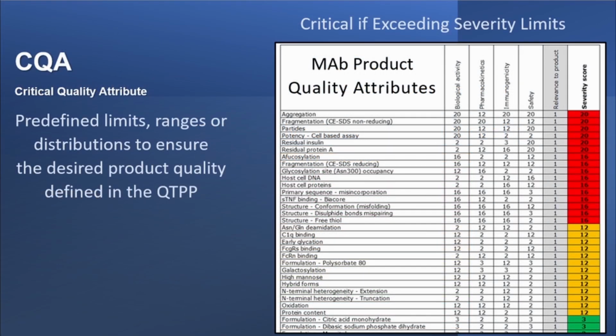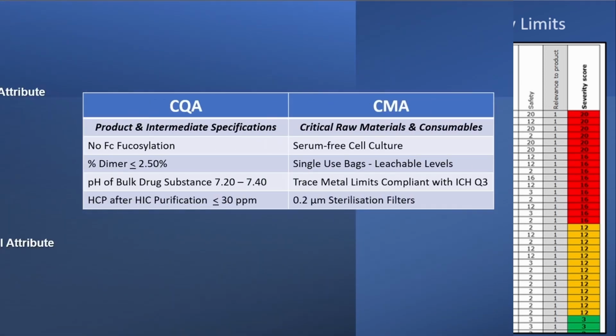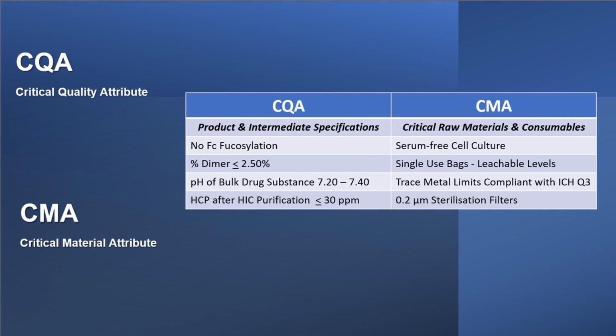CQA, Critical Quality Attributes. These are the characteristics of the product or its intermediates. Shown here in this table, you can see some product and intermediate specifications. CMA are the critical material attributes. These are the critical raw materials used in production whose variability will directly impact quality of the product. In the table under the CMA, you can see some examples.